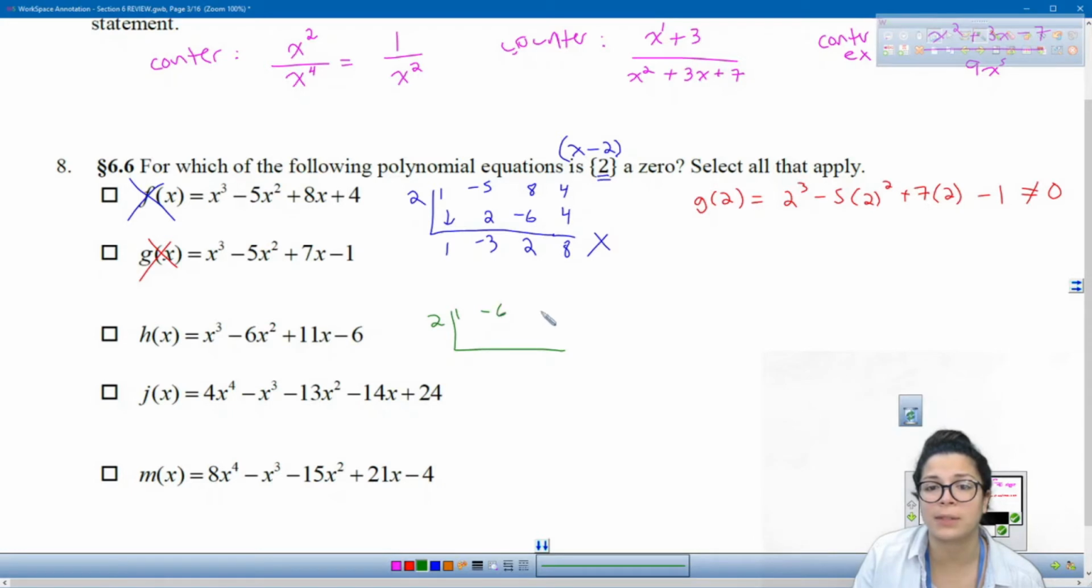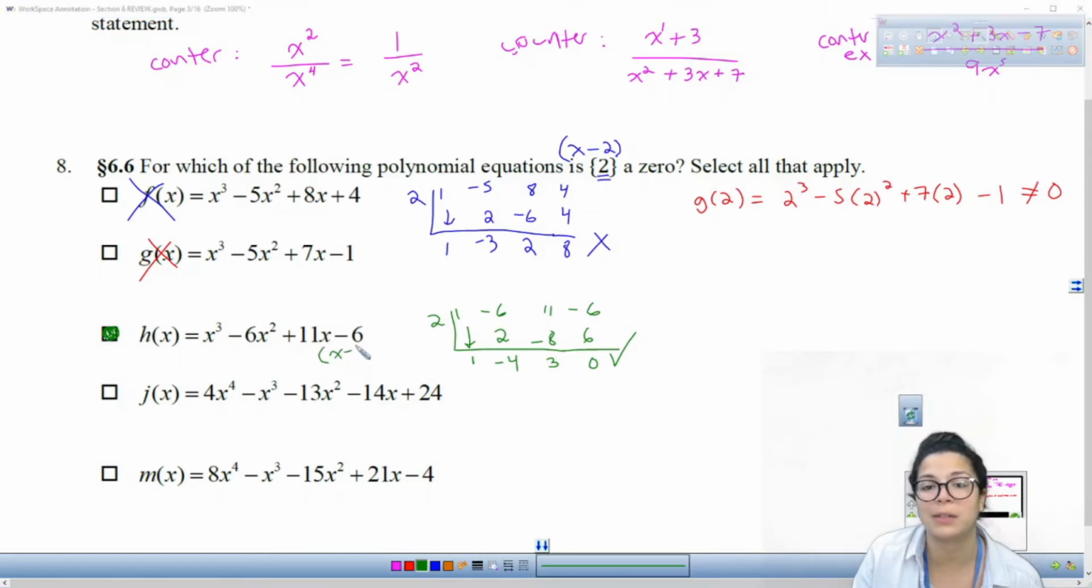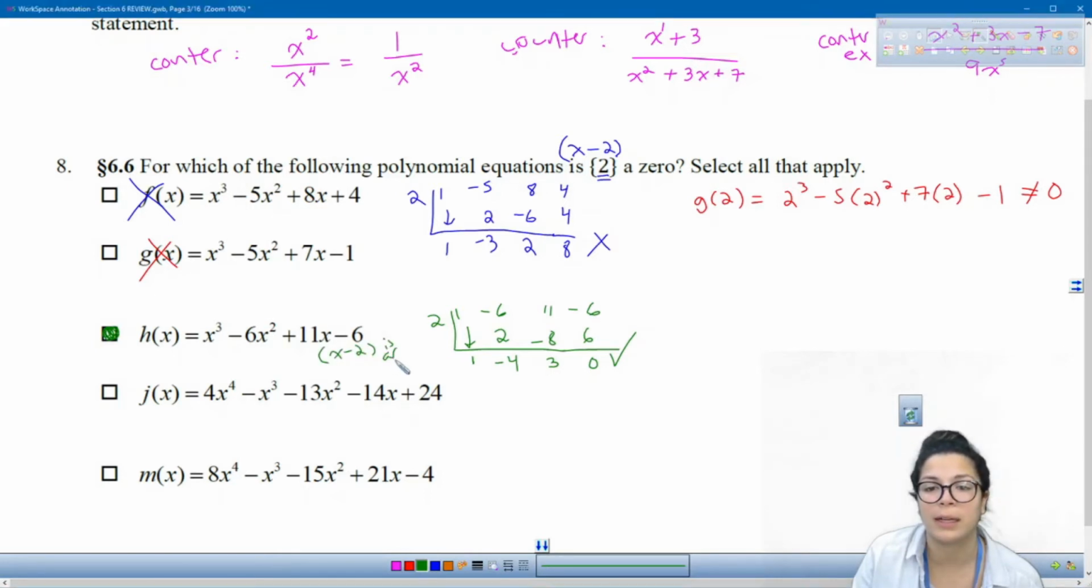Coefficients are 1, -6, 11, and -6. Bring down the first term. 1 times 2 is 2. Add, we get -4. Multiply -8. Add, we get 3. Multiply 6. Add, we get 0. So that one works. H of x does have 2 as a 0, which means that x minus 2 is a factor. Okay, didn't ask for that, but just, side note.